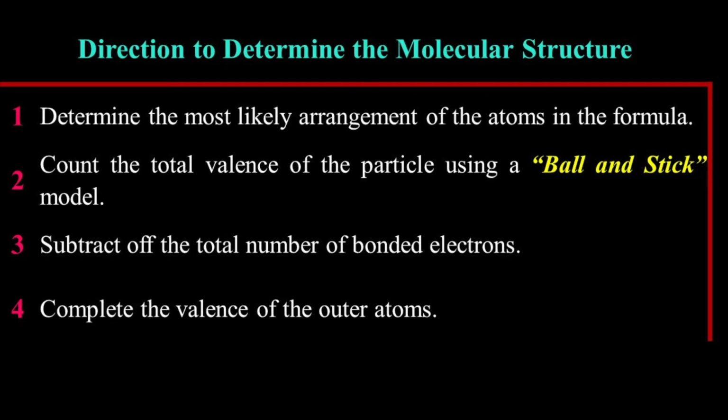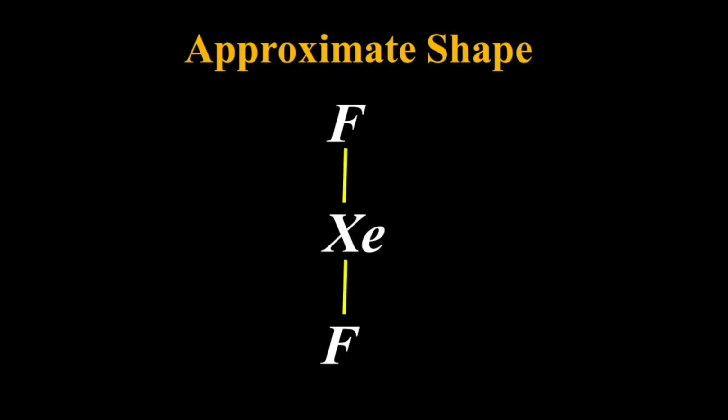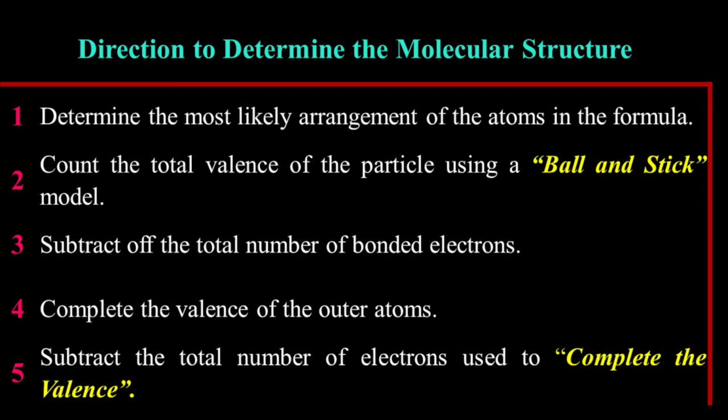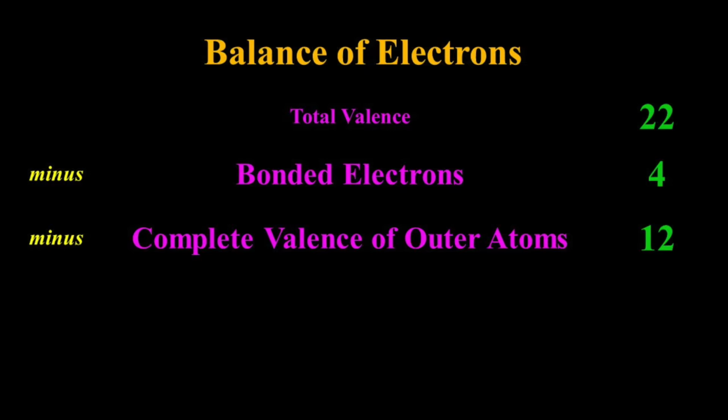Notice I say complete, because it already has 2 electrons, and you need 8, because it wants to be like the nearest noble gas. So each one is going to need 6 additional ones, because relative to the covalent bonding, it already has 2. So each one's going to be 6, so 2 times 6 is 12. So I'm going to subtract off an additional 12. You want to subtract the total number of electrons used to complete the valence. So now, I'm going to subtract 4 for bonding, and subtract 12 for completing the valence. So I want to do some accounting: subtracting 4 and 12 from 22, I will get 6. In other words, 22 minus 16 is 6.